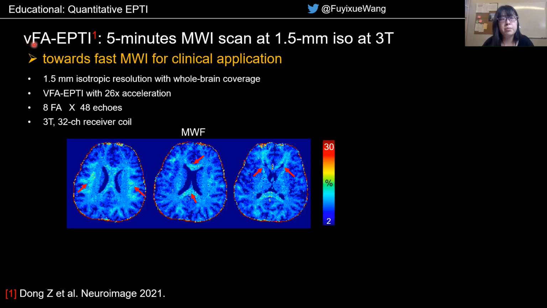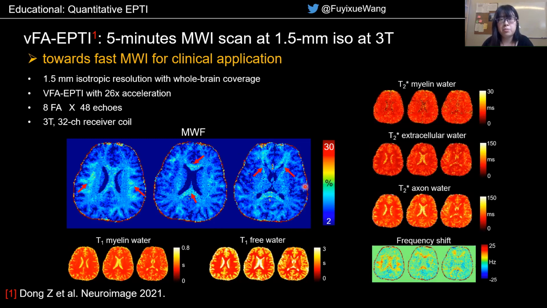And variable flip-angle EPTI achieves a fast 5-minute myelin water imaging scan at 1.5 mm isotropic at 3T, which can be useful to move towards fast myelin water imaging for clinical application. And here shows the myelin water fraction map with highly myelinated structures in the white matter. And at the same time, we can get the T2, T2 star, and T1 maps for different compartment pools.